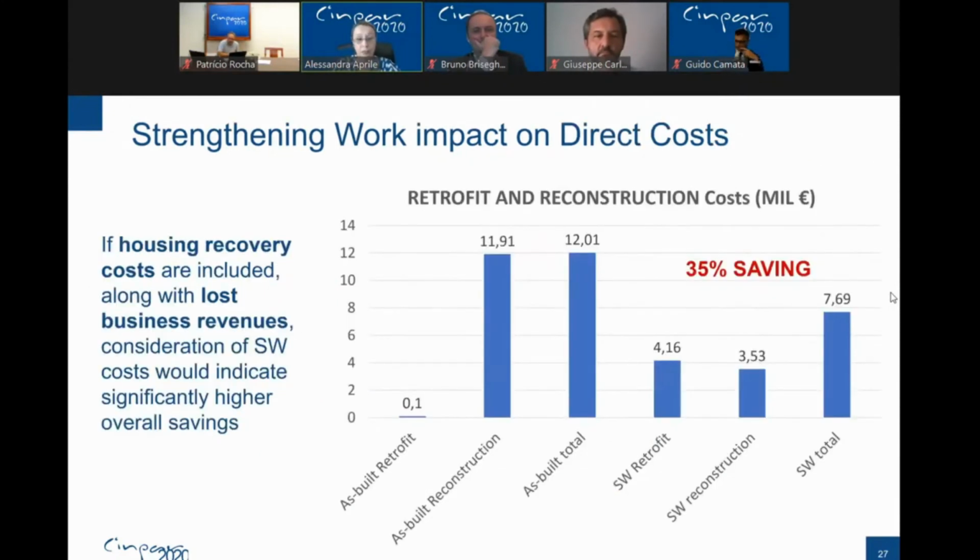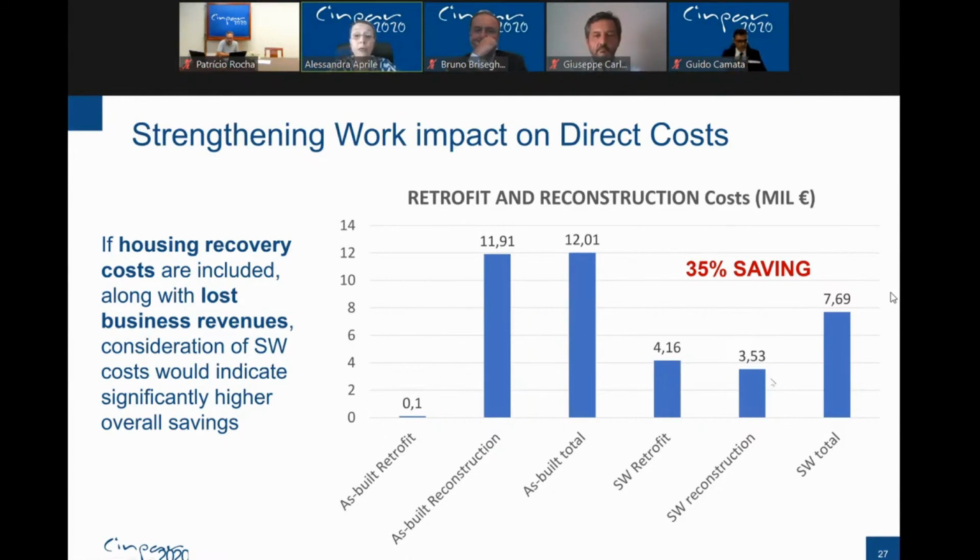Finally, the cost analysis. If we look at the cost for the as-built configuration, we can see that we have no cost for retrofit, but we have 12 million euros for reconstruction. If we consider the configuration with strengthening works, we can evaluate 4 million euros for retrofit and 3.5 million euros for reconstruction, for a total of less than 8 million euros, with an overall saving of 35%.